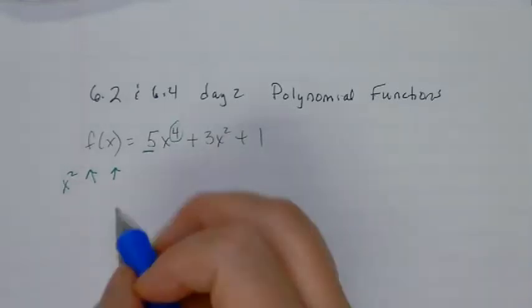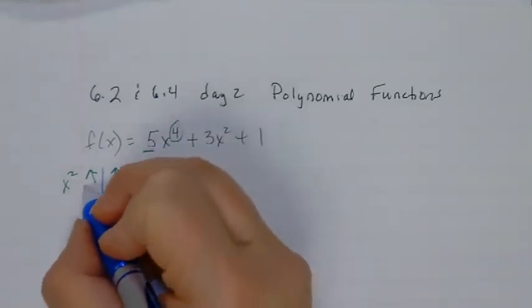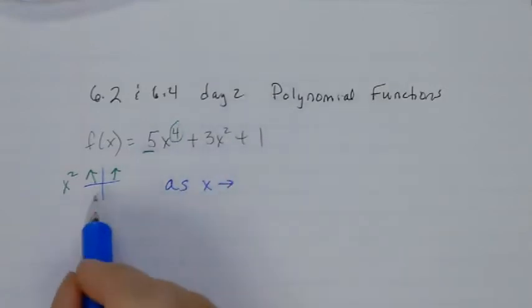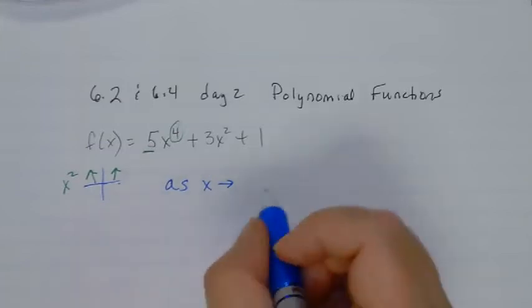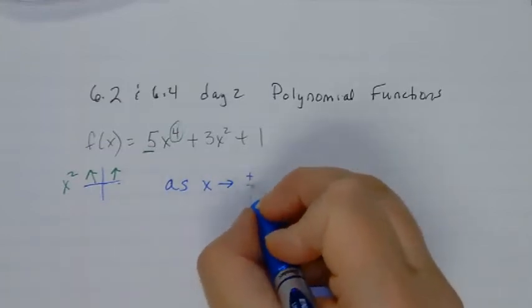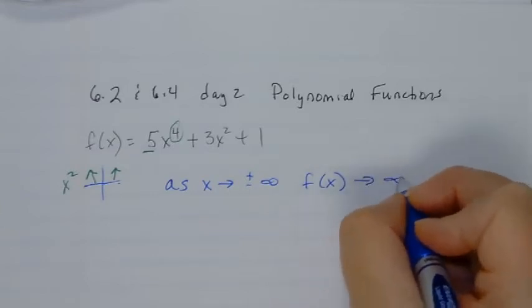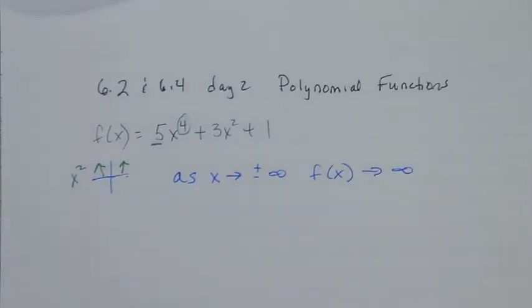So to write the end behaviors for this one, I'm going to say that as x approaches negative infinity and positive infinity, the y's are getting bigger. f of x approaches infinity.